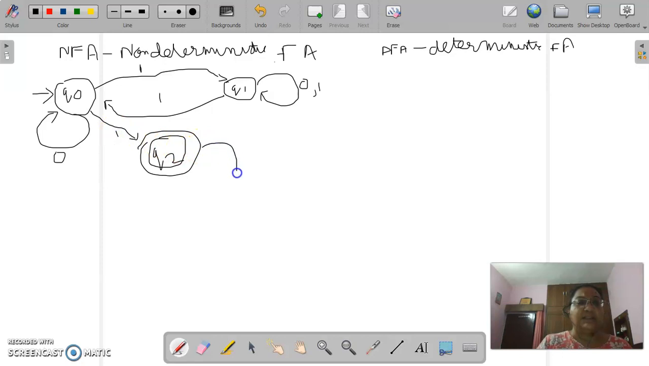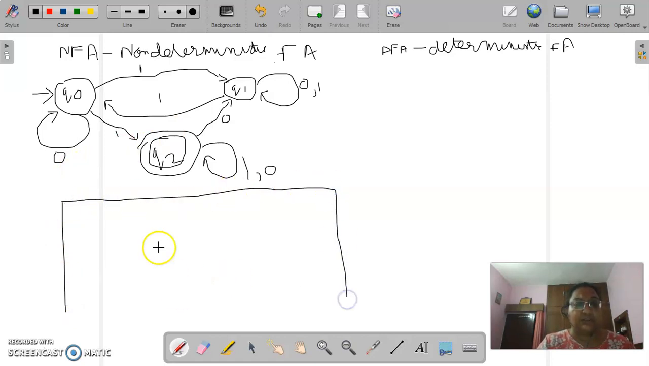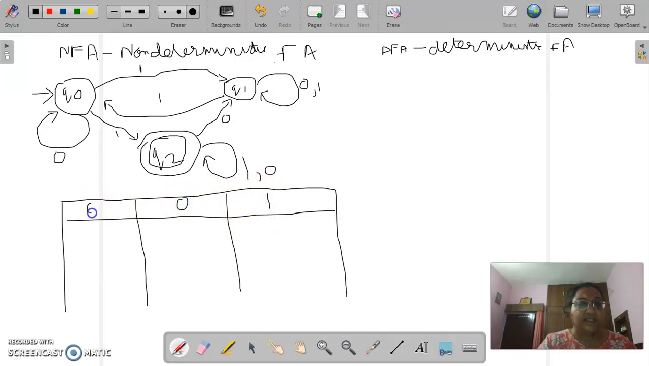And Q2 has a self transition for a 1 and it can go to Q1 for a 0. And let us say it also has a self transition for 0. Now here when we construct the transition table, we will have 3 states and 2 inputs defined with us. So we have the input 0 and input 1 and the set of states there.